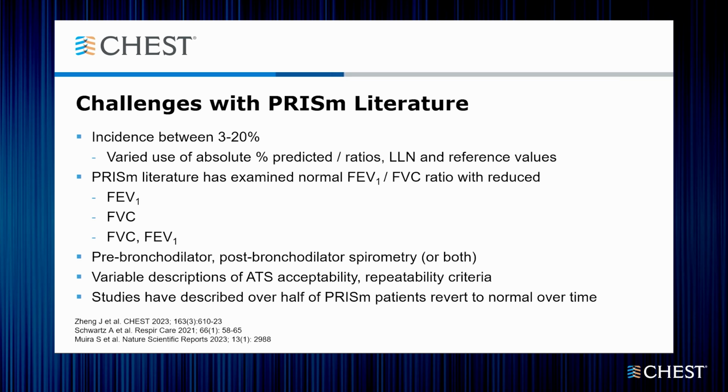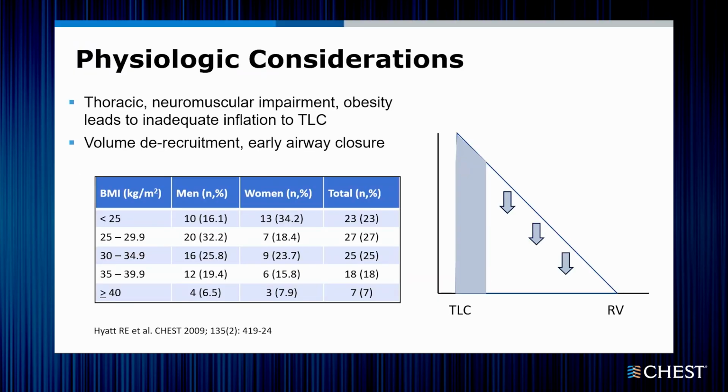Obviously, we've already talked about the fact that the definitions of PRISm in these studies vary significantly: FEV1, FVC, or both with that preserved ratio. Some people use pre-bronchodilator values, some people use post-bronchodilator values. And it's interesting, especially because of that concern for poor performance, that in some studies they have described spirometry reverting to normal over half the time. So is this a real clinical entity or not?